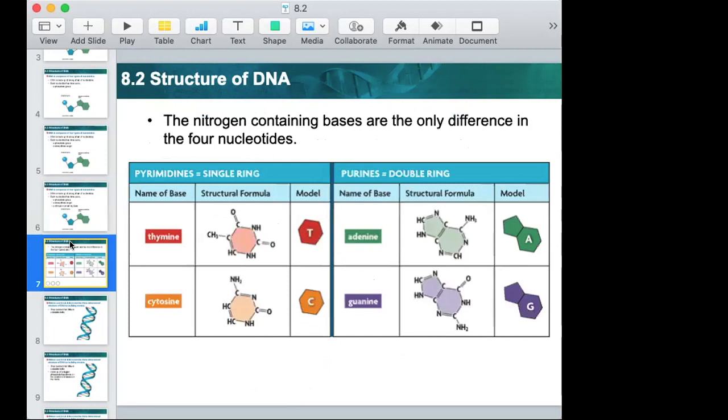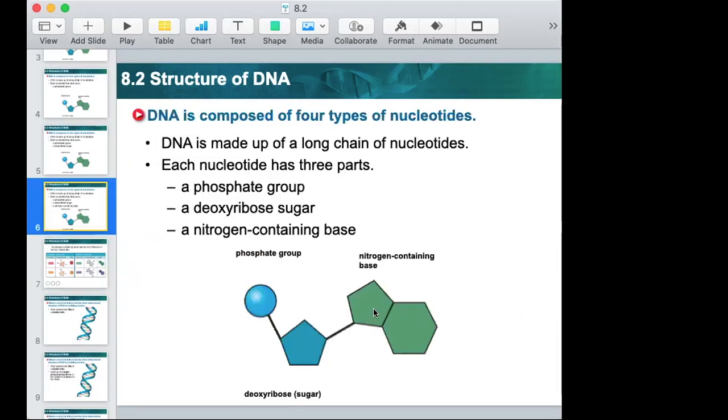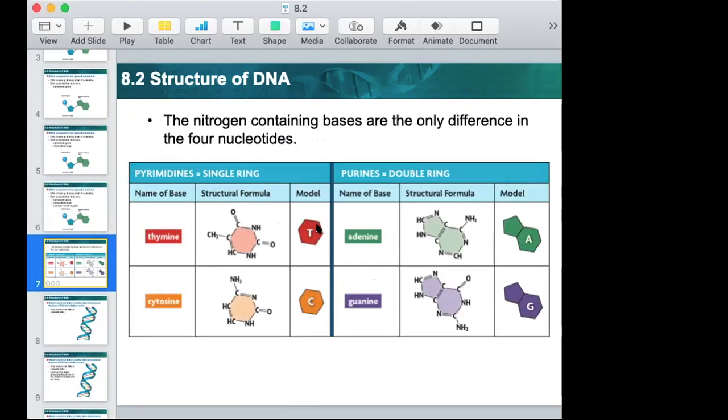So let's go through the 4 bases. The nitrogen-containing bases are the only difference in the 4 nucleotides. Going back here for 1 second, what's in green right here is what changes. That would be the part that's variable. Some of them are just one hexagon, like thymine is just this hexagon right here. And that would go in place of the green pentagon and hexagon you see on the other slide. Cytosine, also a hexagon. So these are single rings. And the double rings would have a pentagon and a hexagon together.